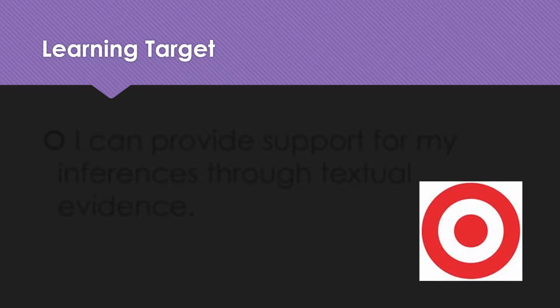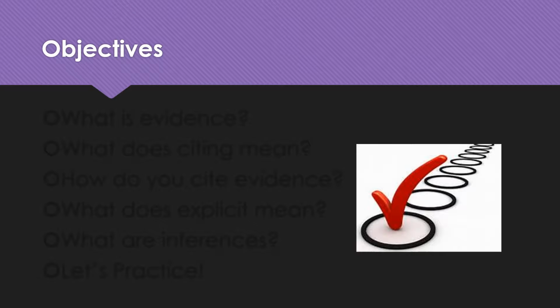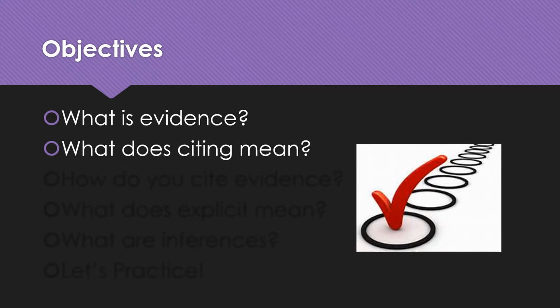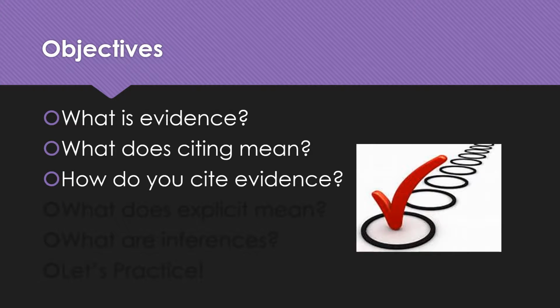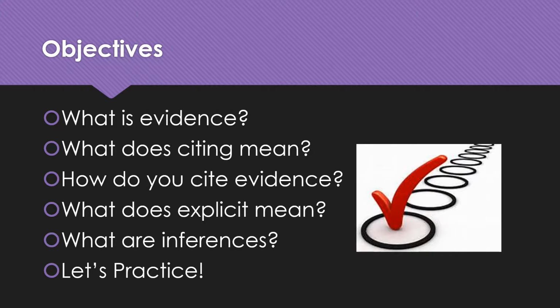Our learning target: I can provide support for my inferences through textual evidence. That's a little bit better, but I think we could dig even deeper. Our objectives are: what is evidence? What does citing mean? How do you cite evidence? What does explicit mean? What are inferences? And finally, we're going to do some practice.